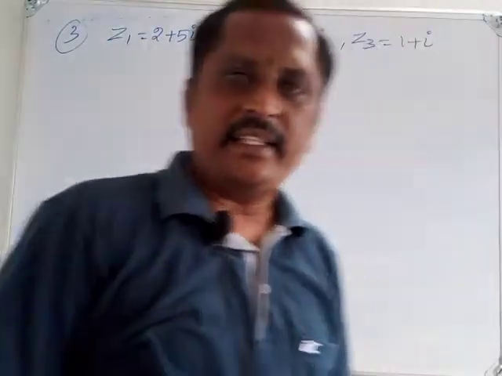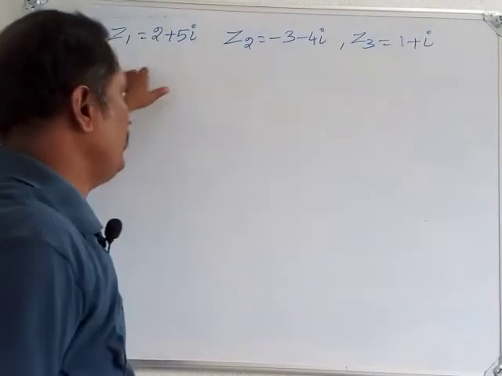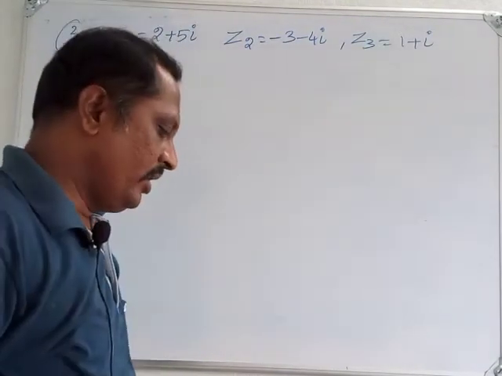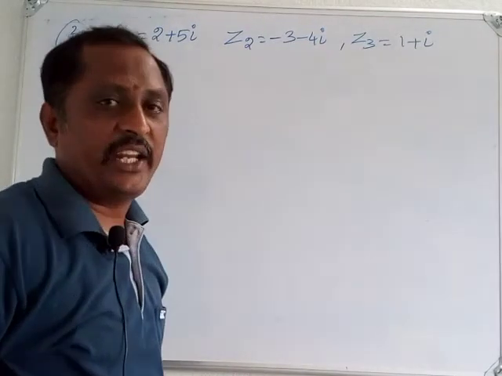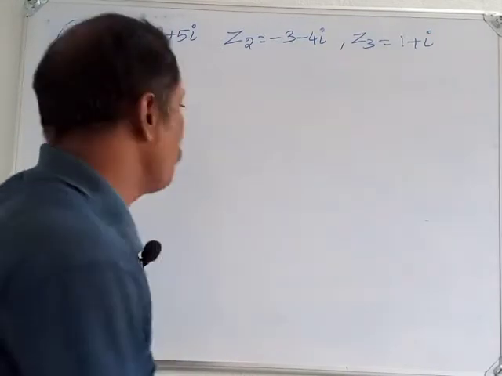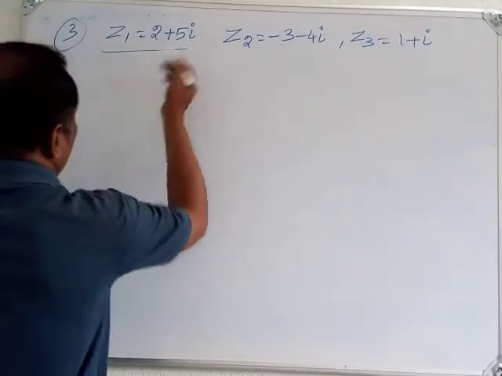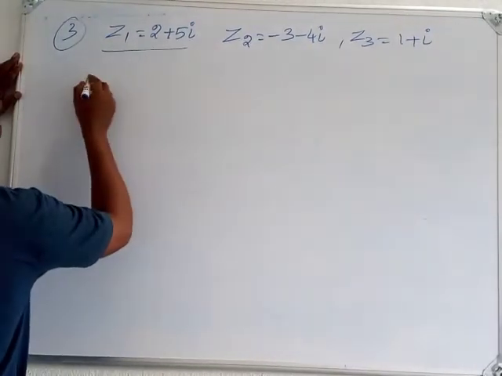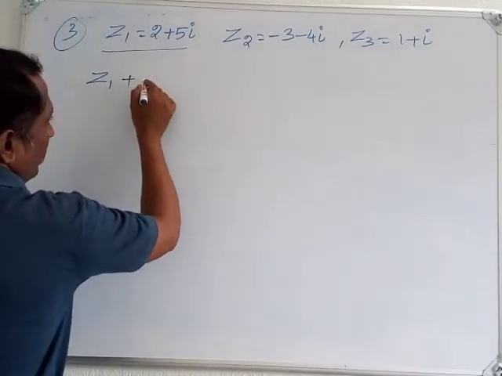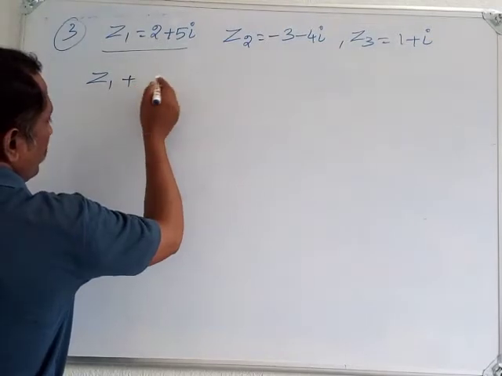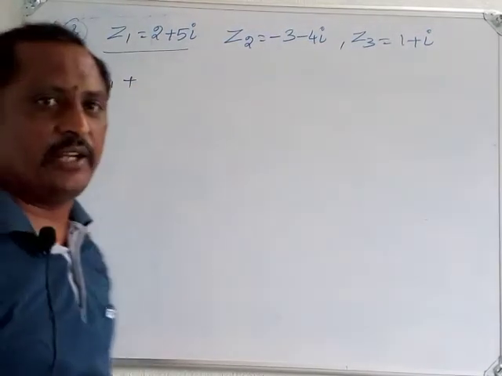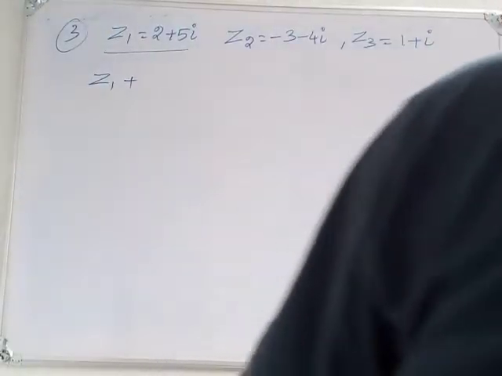Next, exercise the third question. Z1, Z2, Z3, three complex numbers are given. You have to find the additive and multiplicative inverse of these three complex numbers. First I choose the first complex number. Additive inverse: Z1 plus which number is equal to the additive identity.